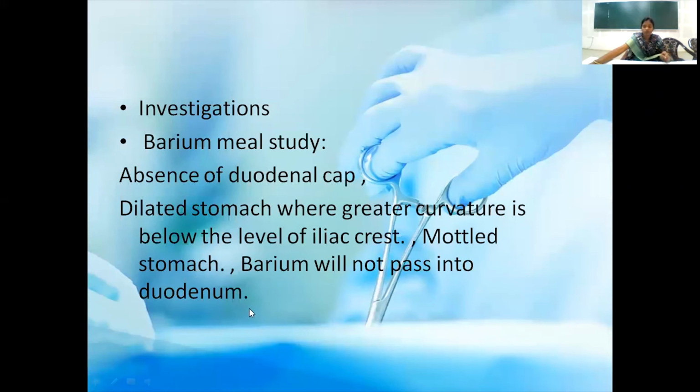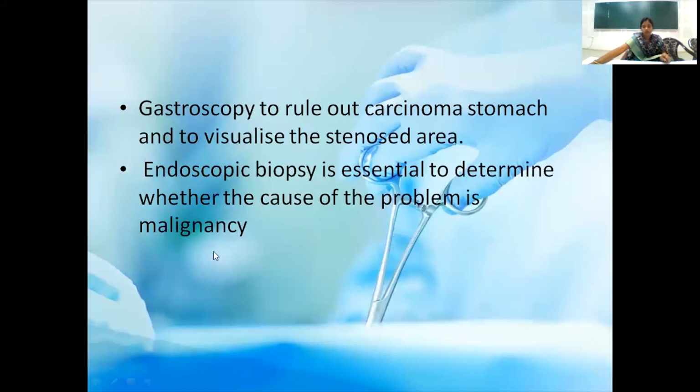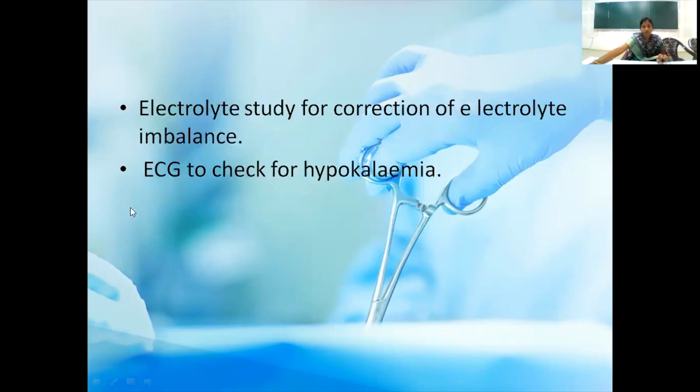due to the outlet obstruction. And endoscopy is an important investigation because it helps us to rule out carcinoma stomach, and if you have any doubt, you can take an endoscopic biopsy also to determine whether the cause of this problem is malignancy or not. So endoscopy is an important investigation in case of gastric outlet obstruction.